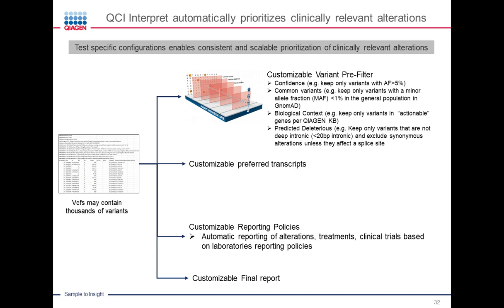alterations. And this can be accomplished by a customizable variant pre-filter, and I show here in the slide a few of those options that customers can select to narrow down clinically relevant alterations. Customizable preferred transcripts, customizable reporting policies, which allow the automatic reporting of alterations, treatments, and trials based on the laboratory's reporting policies, and a customizable report. So this enables an automatic prioritization of relevant variants at scale.